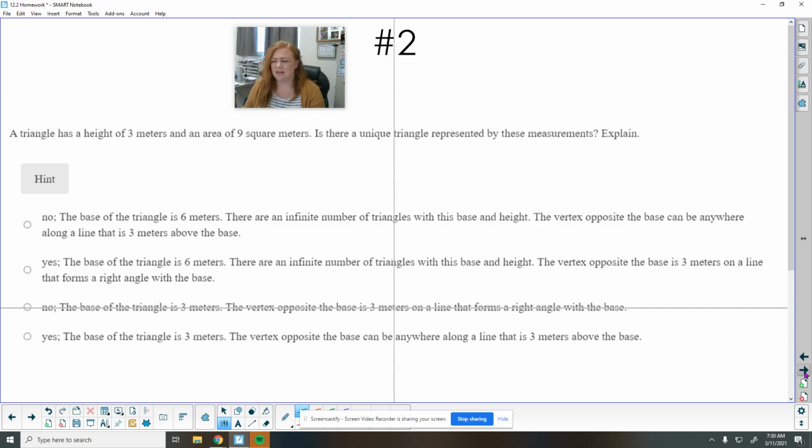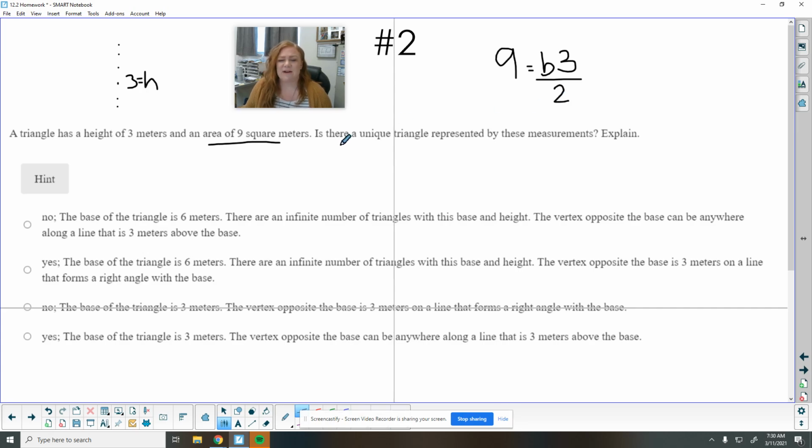So number 2 is kind of an interesting question. It says that we have a triangle that has a height of 3 and a total area of 9. So we don't know what type of triangle this is. So it has an area of 9, and this is the height. So the things we do know is that 9 square meters equals base times the height, which is 3, and then we always divide triangles by 2.